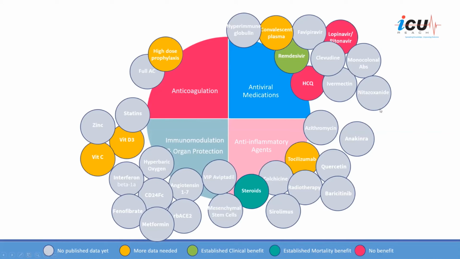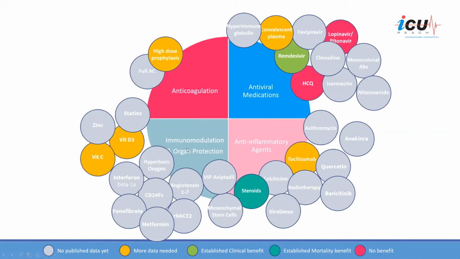As anti-inflammatory agents, we're waiting for the azithromycin, the anakinra, quercetin, baricitinib, low-dose radiotherapy, colchicine, sirolimus. Of course, not only the tocilizumab, we have other interleukin-6 receptor antagonists, where we are waiting for the results of the studies too. The vasoactive intestinal peptide and mesenchymal stem cells, I put on the border between anti-inflammatory and modulation because they do have both properties in those patients.